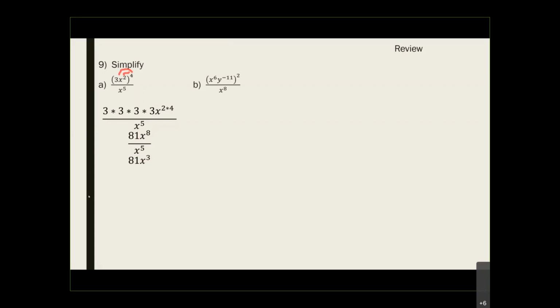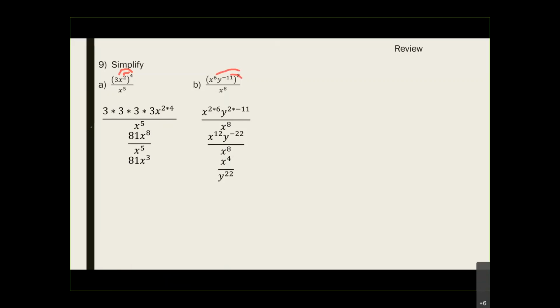Same thing goes with this item here. We have to distribute the 2 in: we take the 2 times the 6, and the 2 times negative 11. 2 times 6 is 12, and 2 times negative 11 gives me negative 22. And on the bottom is still x to the 8. Now what do I need to do? Reminder, 12 minus 8 gives you 4.